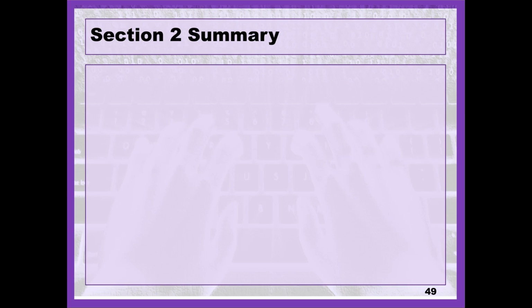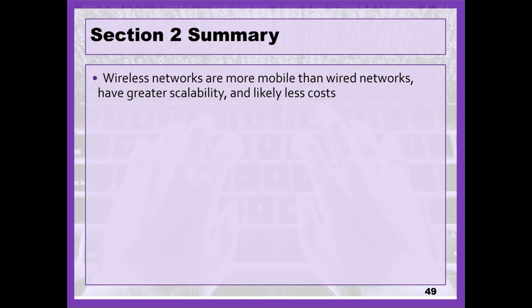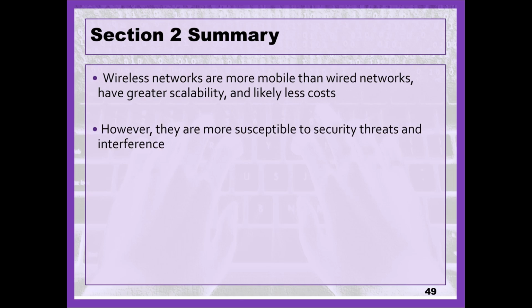In Section 2, we learned of several advantages and disadvantages for both wireless and wired networks. Here we learned that while wireless networks are more flexible, mobile, and scalable than wired networks, and are typically cheaper, they are also harder to control and more susceptible to threats, interference, and degraded performance.